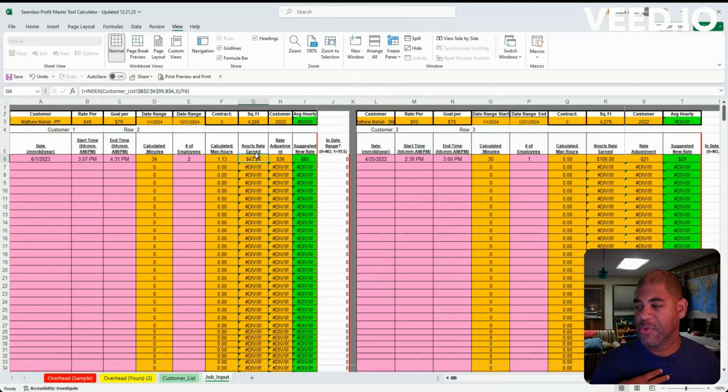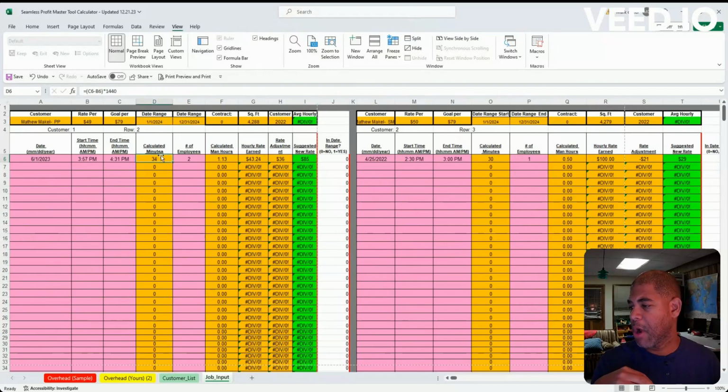You see that? So what this is telling me is that in order to get my $79 an hour, I need to adjust his rate by $36. His new rate should be $85. Now, I know this guy's property. It's pretty small. I don't know if this was just something that we entered in as kind of a test, but there's no way this launch should have taken us 34 minutes to do.